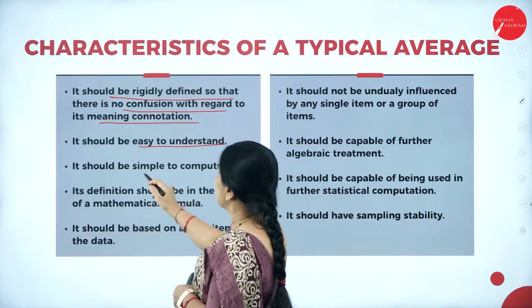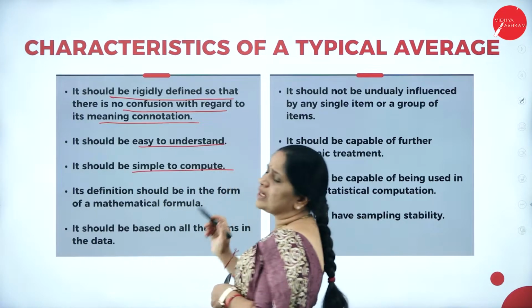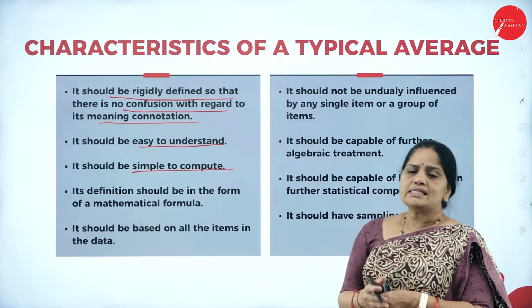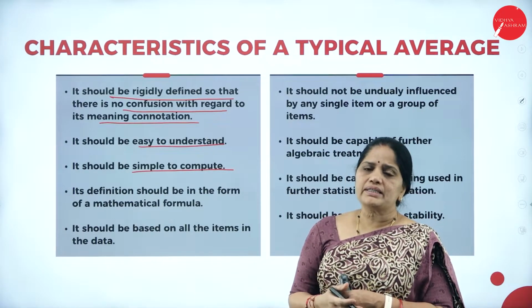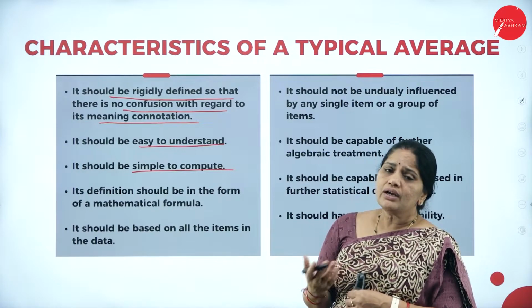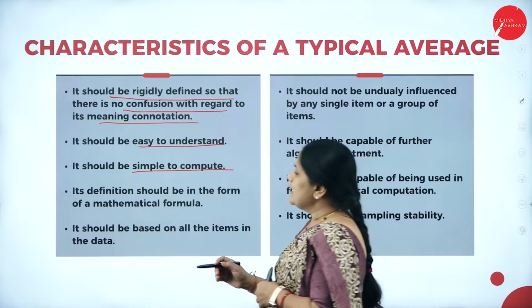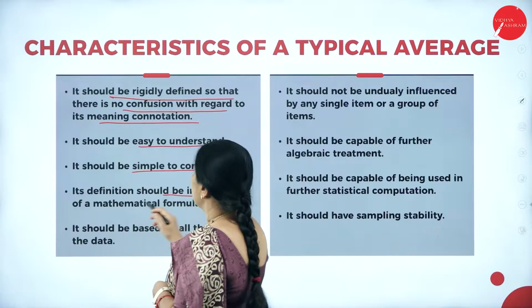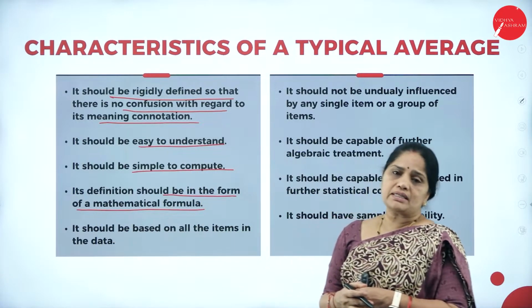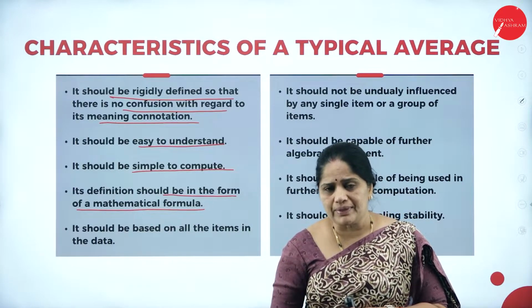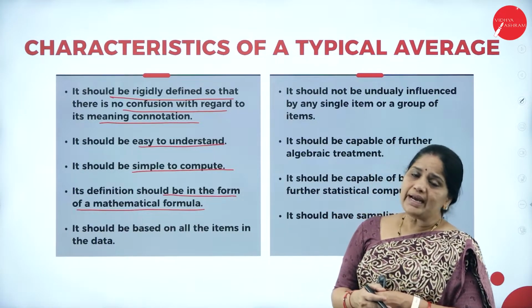Then the next one is it should be simple to compute. It is very easy to compute the averages. You just add all the numbers and divide it by the number of values you have added, you get the average. Then its definition should be in the form of a mathematical formula. So we have the mathematical formula. What is the mathematical formula? Sigma x divided by n.